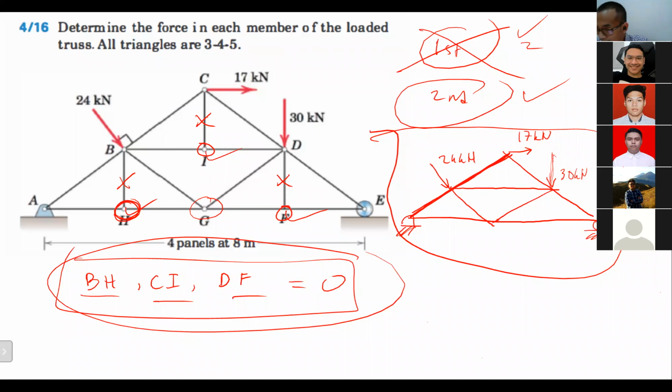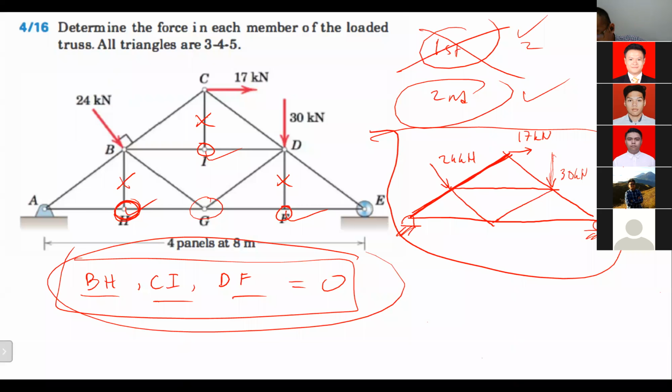Okay, Rizky, yes? If I do it from point A and I got FAB and FAH, and after that I look at point C and I suggest that FBC is the same as FAB and CD is the same as FDE. In the point C, if I break down the forces, I got the force of FCI. Is that correct or not? No. You did it wrongly.